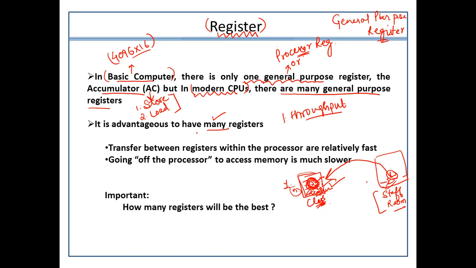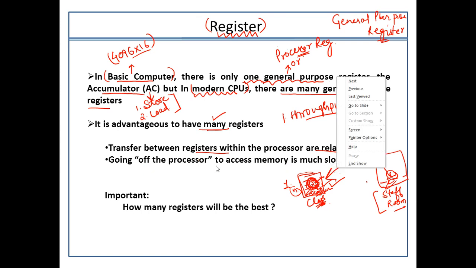So what exactly is the benefit of working with the registers within the CPU? The transfer between the registers within the processor is relatively fast. So basically, the execution time of the data is reduced. That's why we are preferring it. And going off the processor to access the memory is very slow, right?